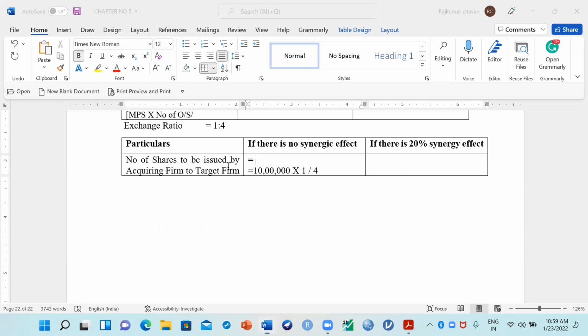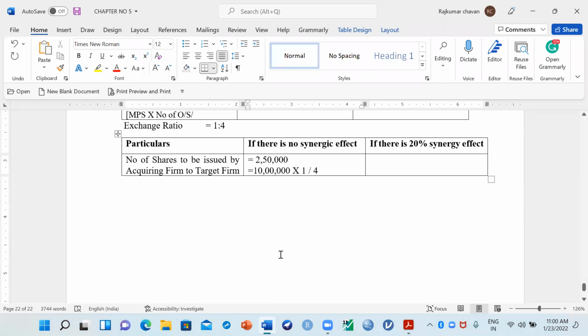Can you put your answer in the chat box? How many shares? 10 lakh into 1 divided by 4. In total how many shares do they have to issue then? 2.5. It means there are 250,000 shares the company has to issue. 2.5 lakhs, correct?